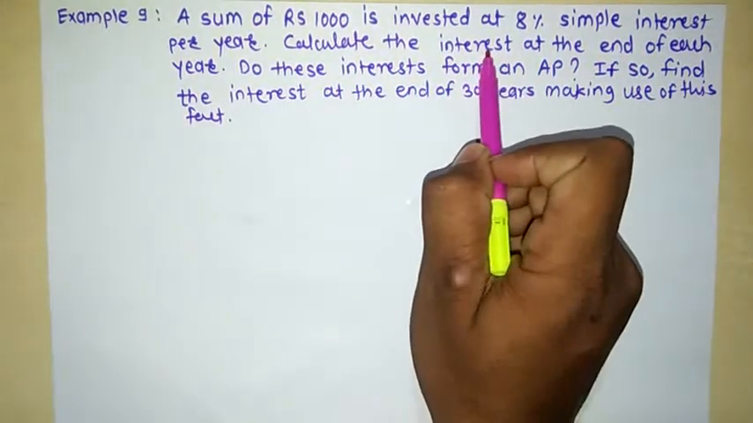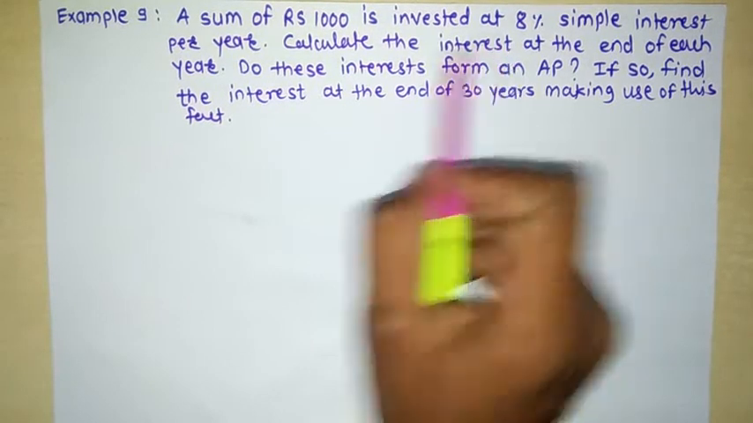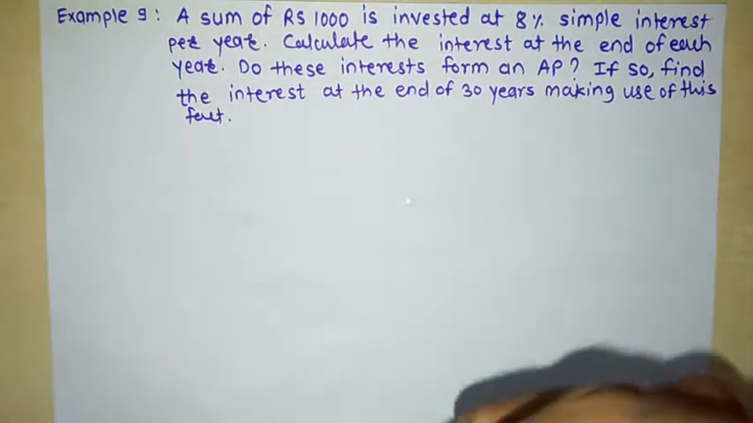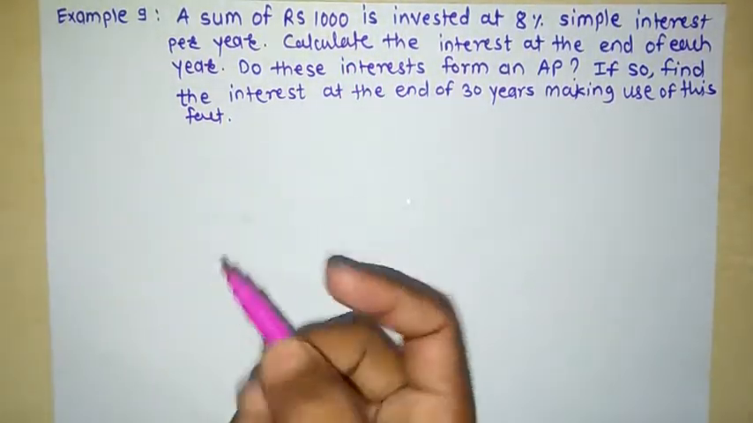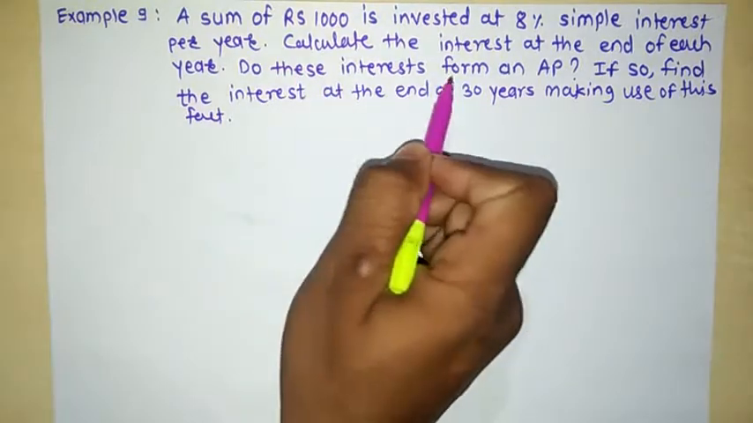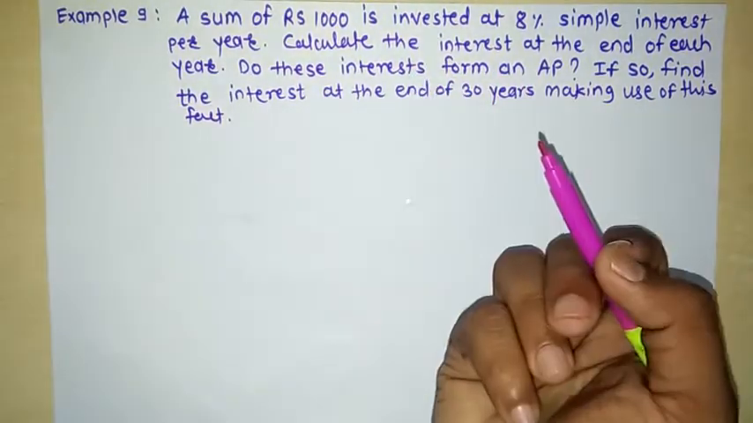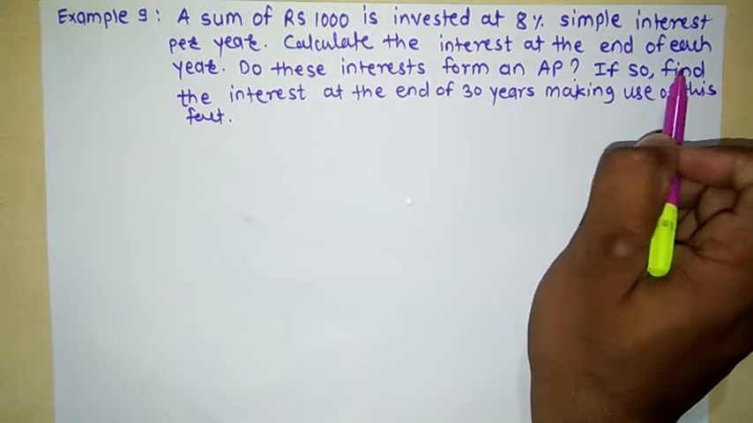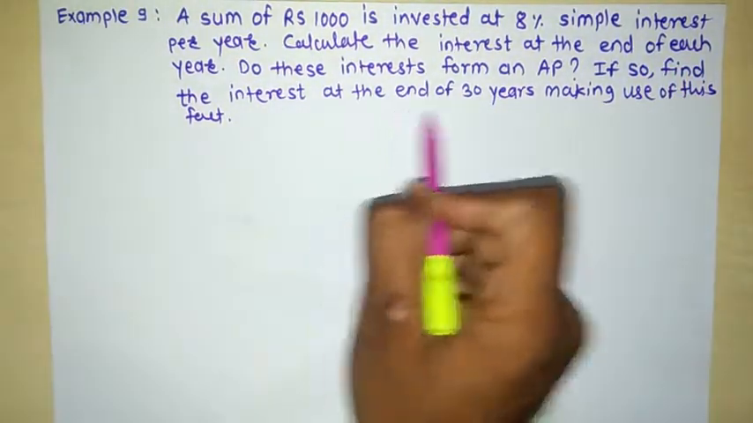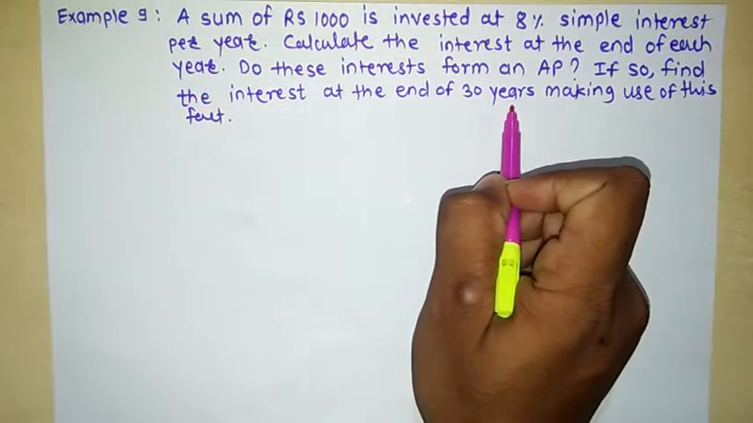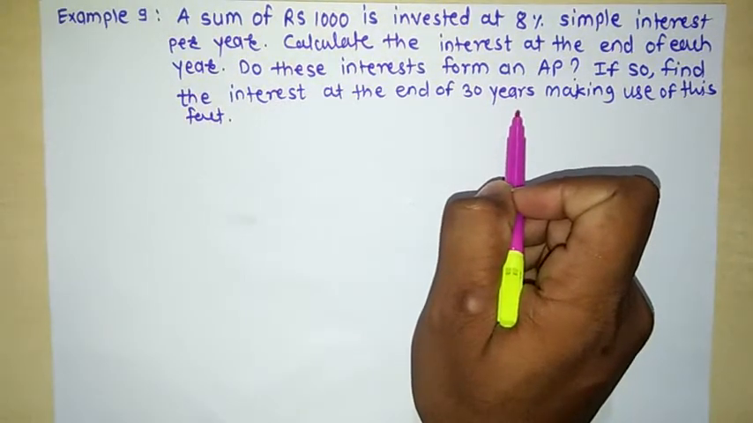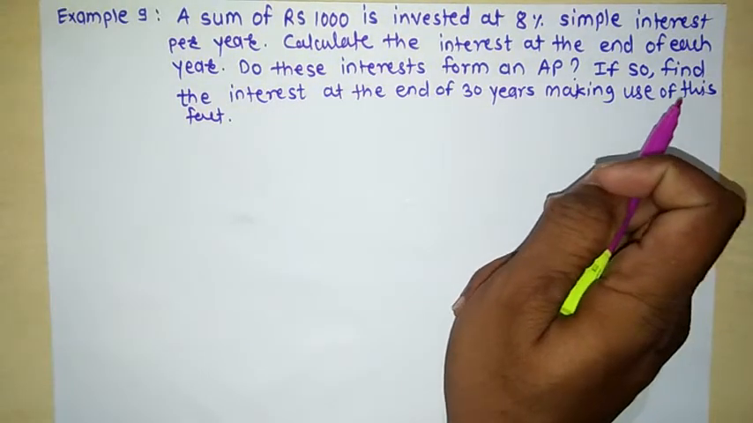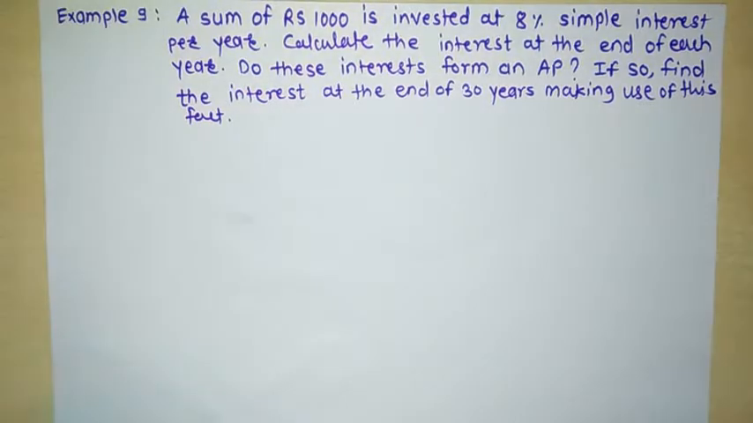Here we have to calculate the interest at the end of each year. Does this interest form an AP? Whether the interest we get after each year forms an AP or not, you have to check. If so, if an AP is formed, find the interest at the end of 30 years. We have to find how much interest comes after 30 years, making use of this fact by using the arithmetic progression.